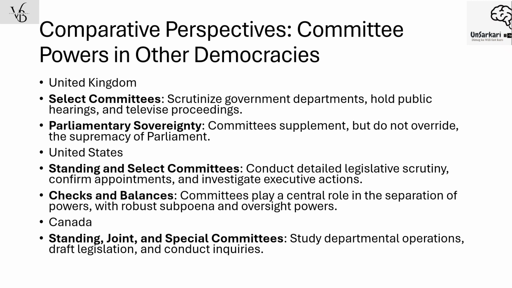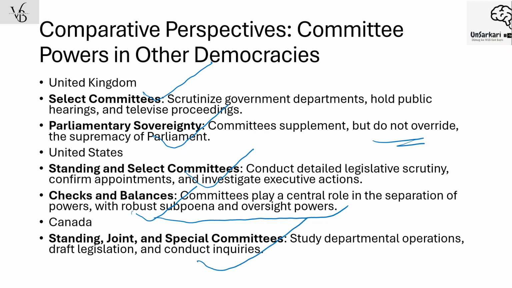So when we see comparative perspectives, like in the United Kingdom, there are select committees scrutinizing government departments, holding public hearings and television proceedings. Parliamentary committees supplement but do not override the supremacy of parliament in the case of the UK. In the US, standing and select committees are there. They conduct legislative scrutiny, confirm appointments, and investigate executive actions. Checks and balances, separation of powers is being reflected, with robust subpoena and oversight powers. In Canada, joint standing and special committees are there for draft legislation and conducting inquiries.